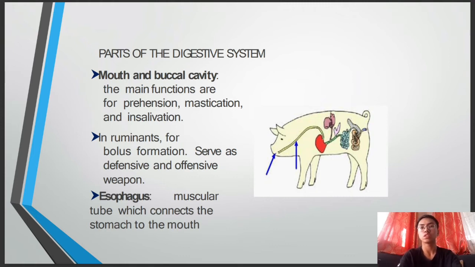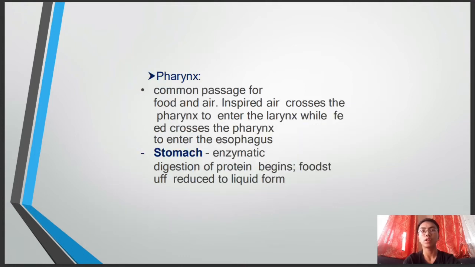So, next is the esophagus. It is a muscular tube which connects the mouth to the stomach. Next is the pharynx, common for food and air. Inspired air crosses the pharynx to the larynx, while feed crosses the pharynx to enter the esophagus. The pharynx or throat is a part of the body that helps with eating and breathing.